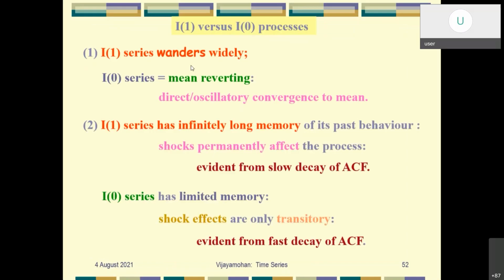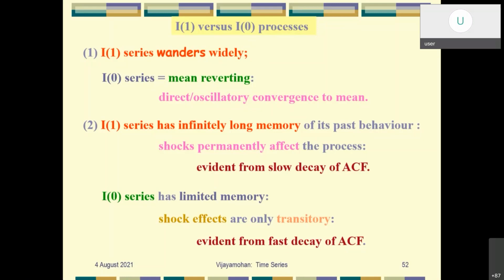Now let us compare the integrated processes I(1) and I(0). As we have already seen, the I(1) series wanders widely. The I(0) series, on the other hand, is mean reverting, so there may be direct or oscillatory convergence to the mean. The I(1) series has infinitely long memory of its past behavior. We have already seen that the I(1) series has a stochastic trend, which is the accumulation of all the past random shocks: u1 plus u2 plus u3 and so on, or ut plus ut-1 plus ut-2 and so on. So we say that it has infinitely long memory of its past behavior.